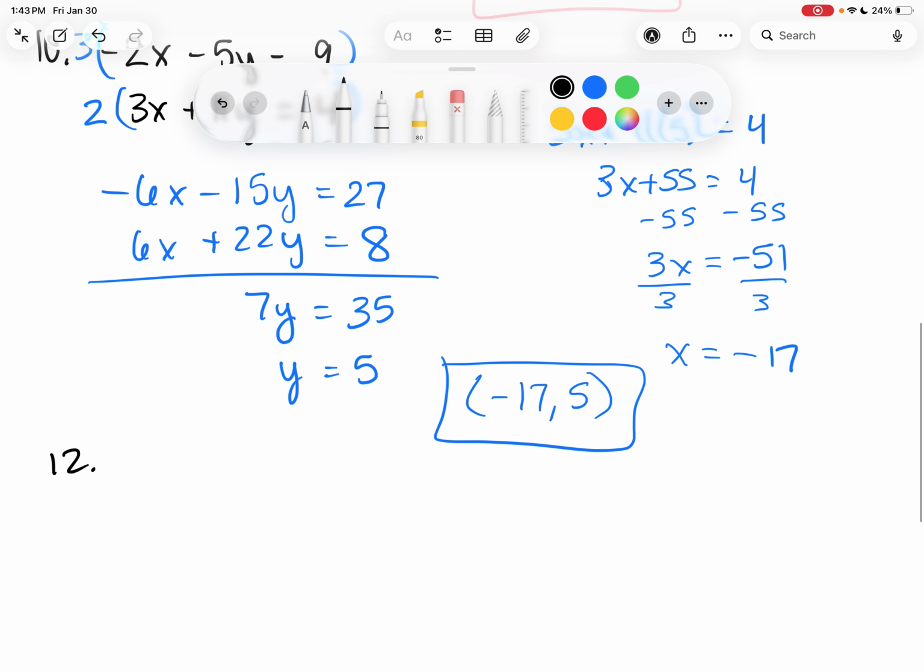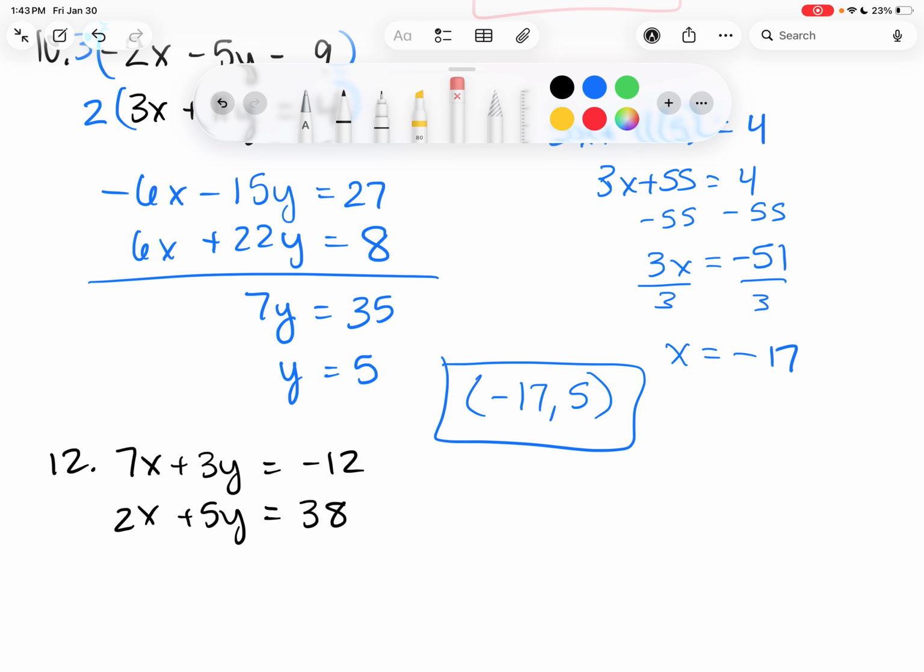12. 7x plus 3y equals negative 12. And 2x plus 5y equals 38. So, do I have same number, opposite sign on anything? No. Nope. So I need to choose one of them to multiply by, or both of them possibly if there's nothing.